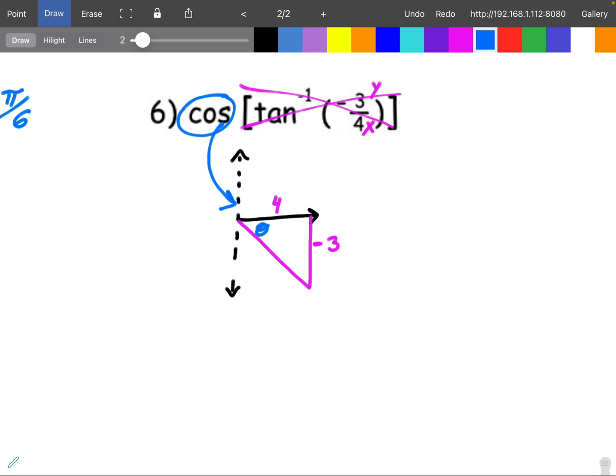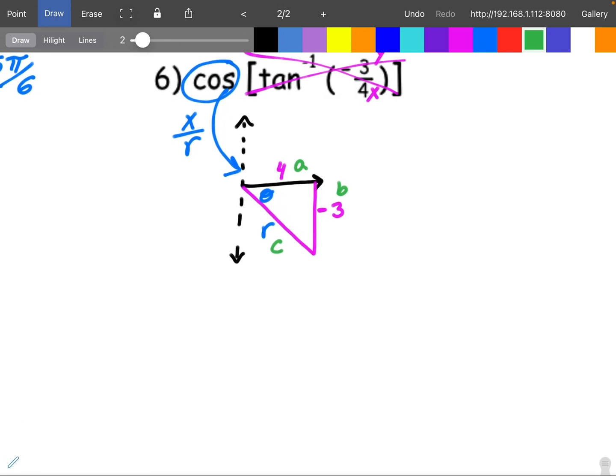But remember that when it is not a unit circle, we can't say that cosine is just x. We have to say that cosine is x over r. So we need to find our r. So if you don't know your triples, that's fine. You can do Pythagorean theorem. You need to remember that the hypotenuse is always your c, which means these are your a and your b. Doesn't matter which one is which. So if you need to do the Pythagorean theorem, fine, we can do that.